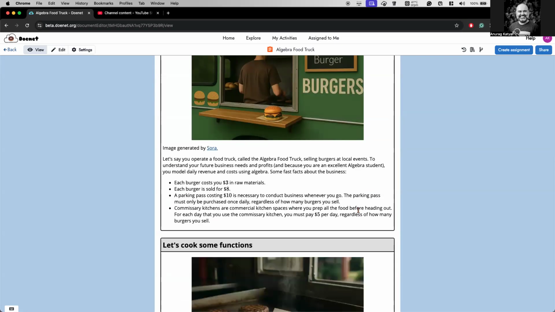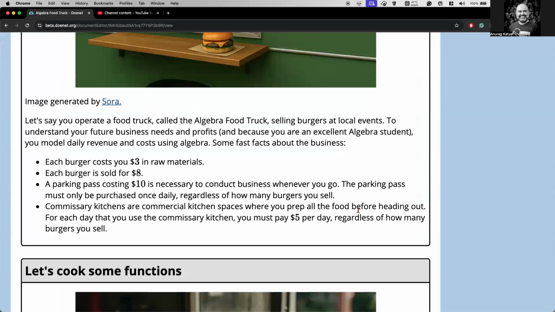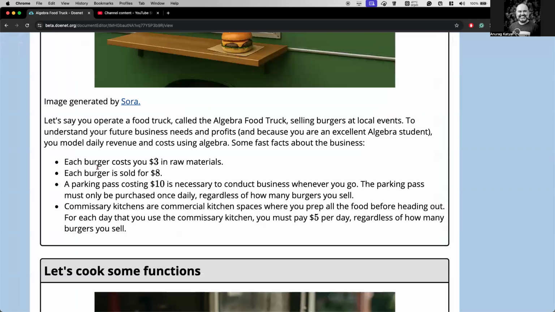So, something's happening with a food truck. You're selling burgers. Each burger costs $3 to make in raw materials, whatever goes into the burger. You sell it for $8. There's a parking pass that costs $10, and it's needed to park your food truck and sell burgers. So what if you park your truck and you realize you're out of gas and you can't turn on your grill? How many burgers are you going to sell that day?